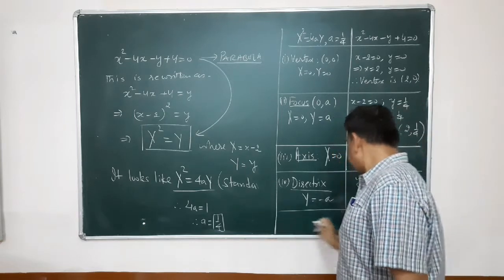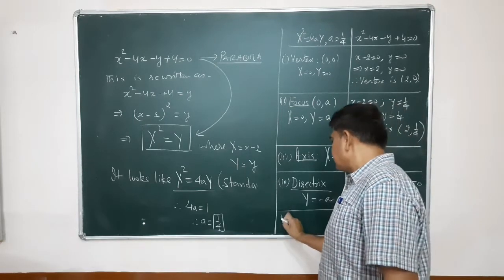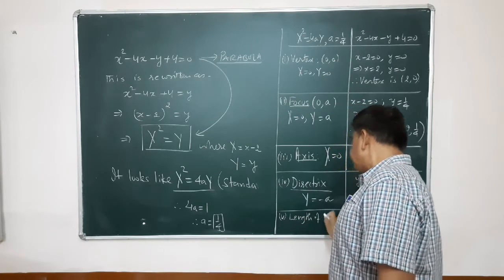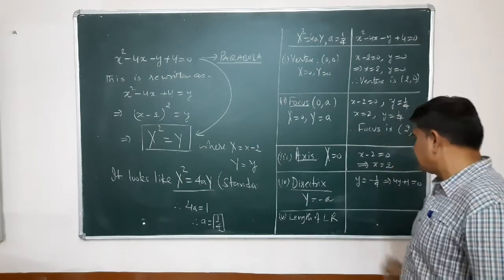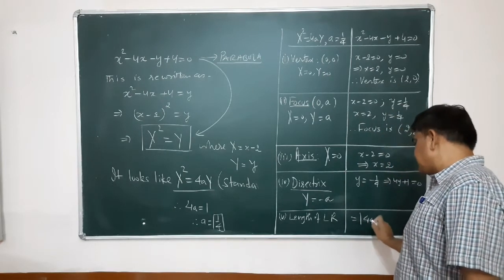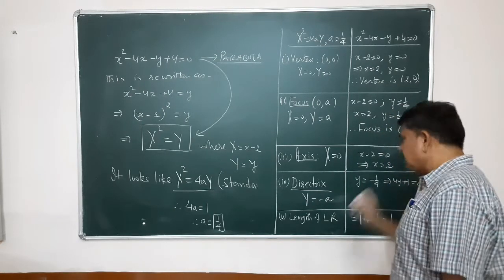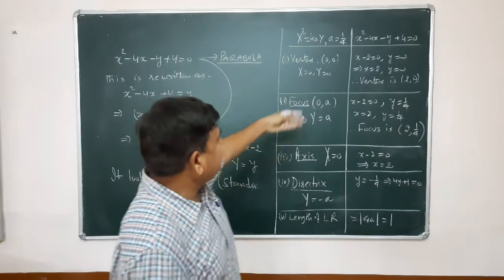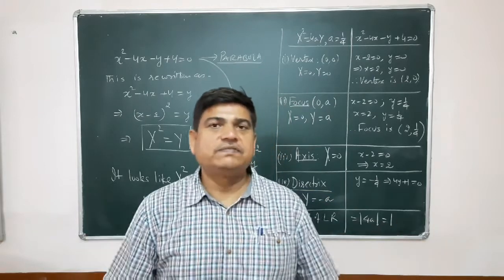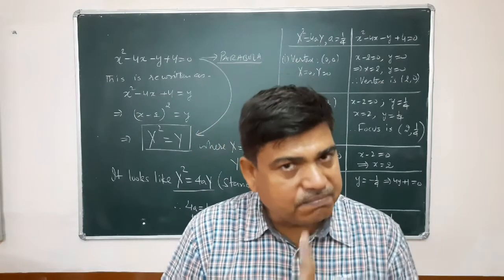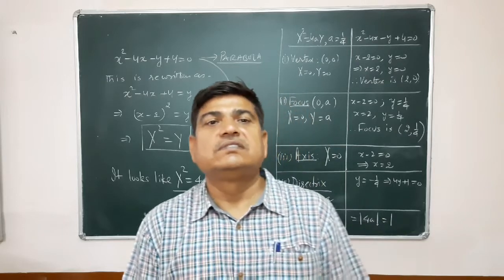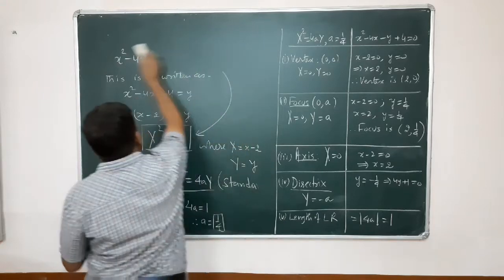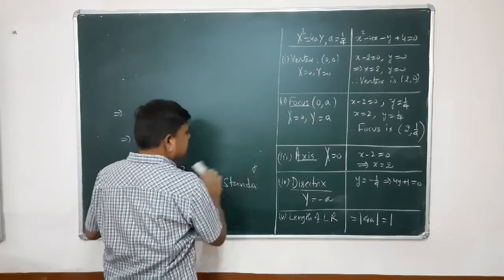And the last point, length of latus rectum. That is modulus of 4a, because a is 1, so the length is 1 unit. This way we can find all the things. This you have already learned in previous class, but you must know. Let us draw the graph of this.